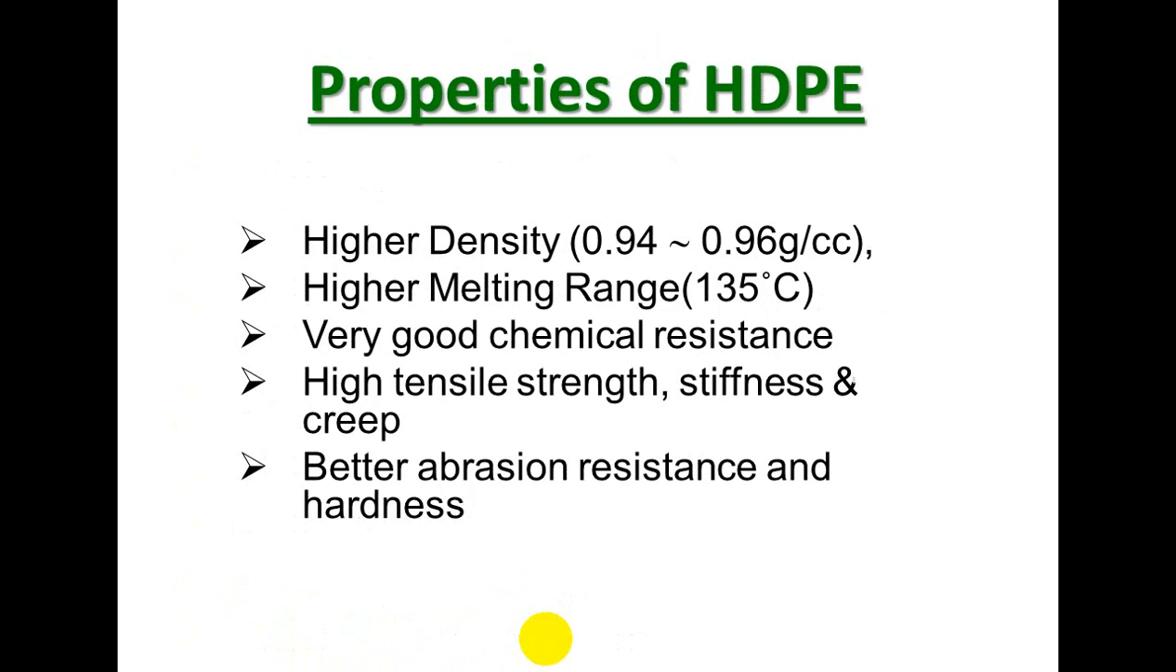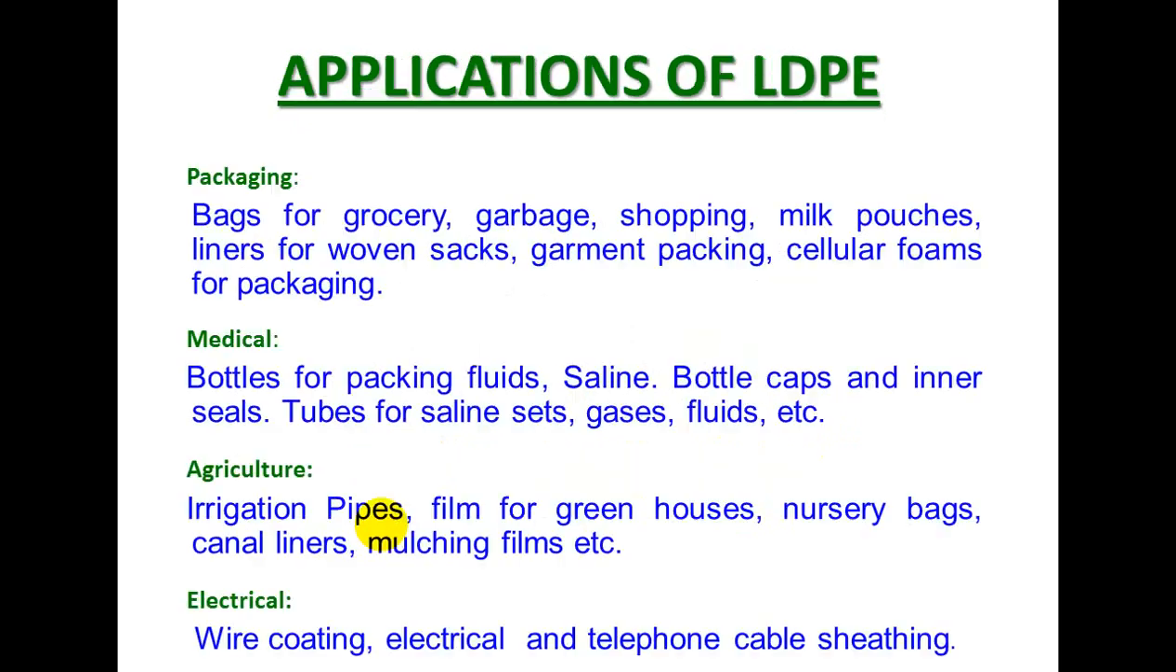Properties of HDPE: high density ranging between these values, a high melting range of 135 degrees centigrade, very good chemical resistance, high tensile strength, stiffness and creep, and better abrasion resistance and hardness. So in common words, it is high quality and more precious.